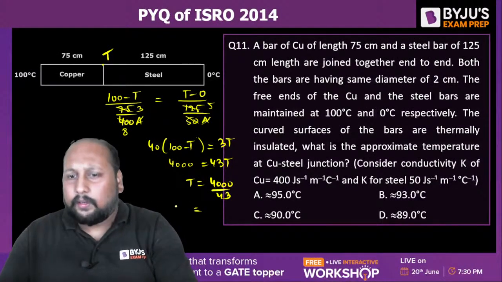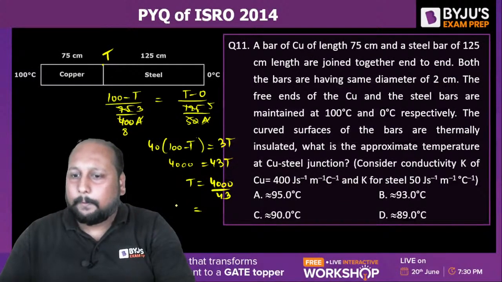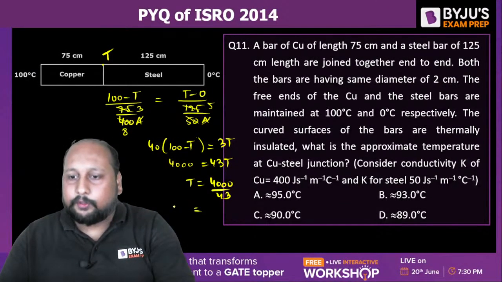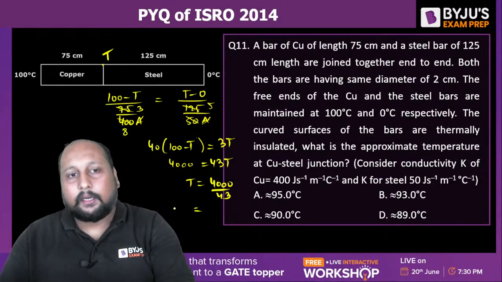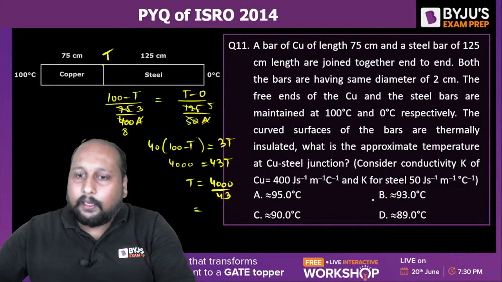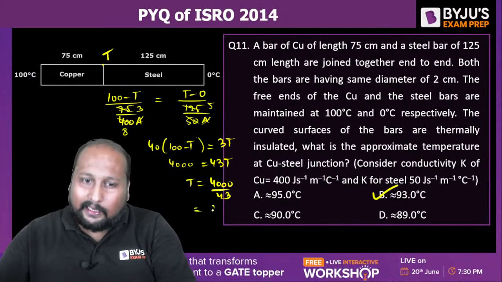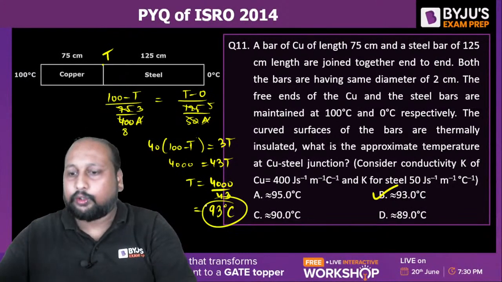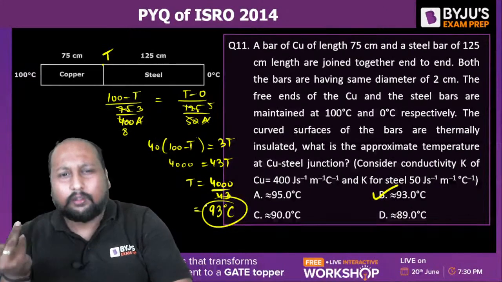92, 93 around aana chahiye. So I think approximately we can go with option B. Okay, world is also giving me option B. Devesh, what is the value we're getting? Aspirant, Naruto, Ramesh Mohan, Shreya, are we getting option B, approximately 93 degrees Celsius? Please do check the value. I think it should be somewhere around that only.